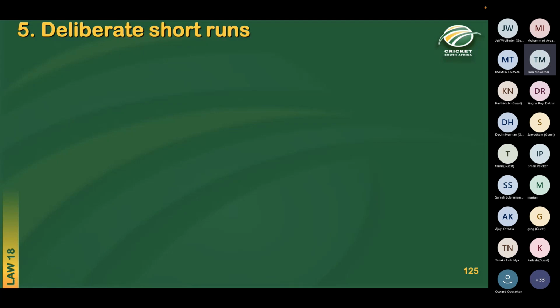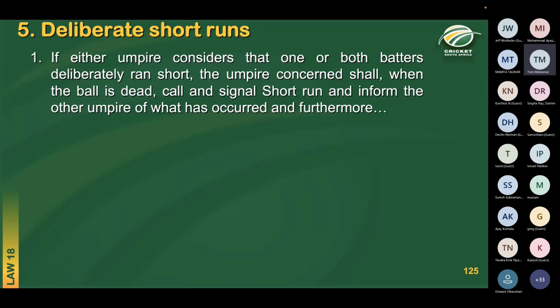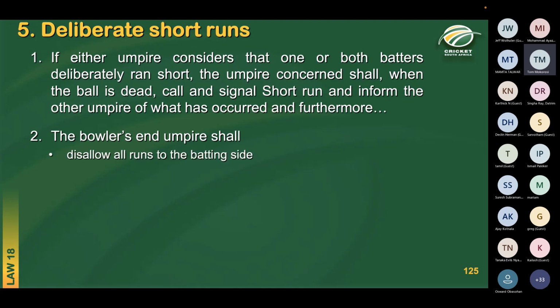Let's summarize deliberate short runs and how we should apply it as umpires. If either umpire considers that one or both batters deliberately ran short, the umpire concerned shall, when the ball is dead, call and signal short run and inform the other umpire of what has occurred. Then the bowler's end umpire shall disallow all runs to the batting side by making the dead ball signal.